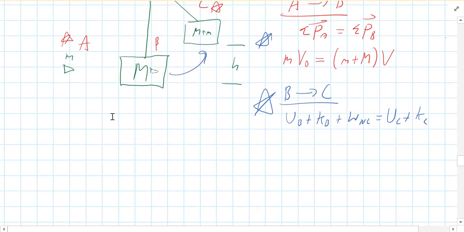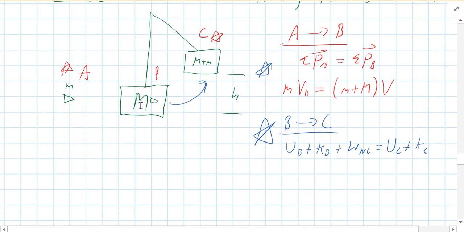So if we look at B to C now, assuming we call the bottom of the swing zero height, there's not going to be any potential energy. There is a non-conservative force acting as the thing swings from B to C, and that's the tension in the string. That's our non-conservative force. But it isn't doing any work because it's perpendicular to the motion at all points. So that's a zero. When the thing gets to the top of its path, it's no longer moving, so it doesn't have any kinetic energy. So we get a pretty simple equation here.